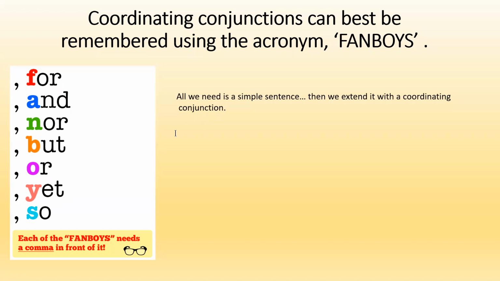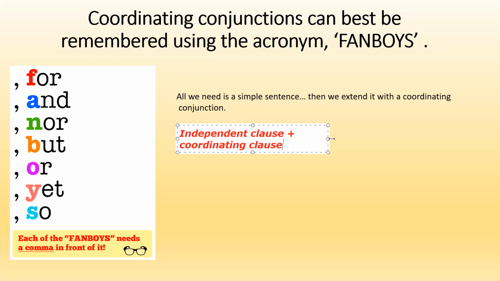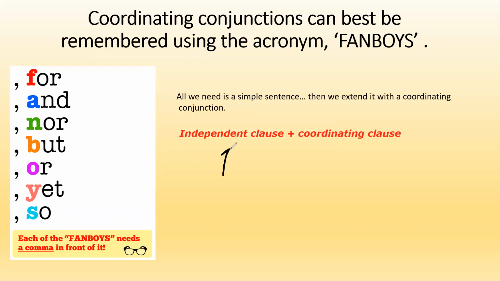Okay, so how do we make a compound sentence? Now, a compound sentence is an independent clause plus a coordinating clause. Now, let's quickly talk about these two things. We know what an independent clause is. That's the thing that's a little bit like a simple sentence. Yeah, it's got a subject and a verb and it makes sense all by itself. But we don't call it a simple sentence because it's got another section with it. And this is the coordinating clause.